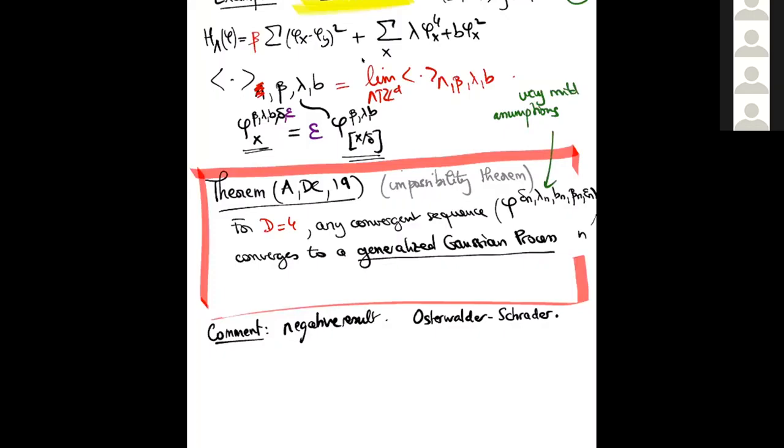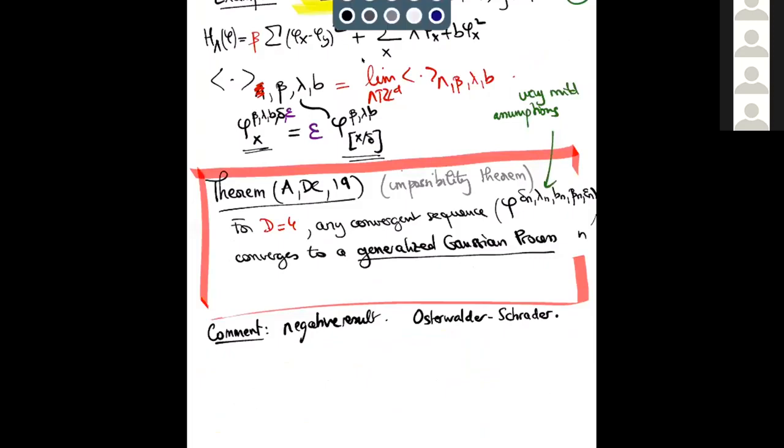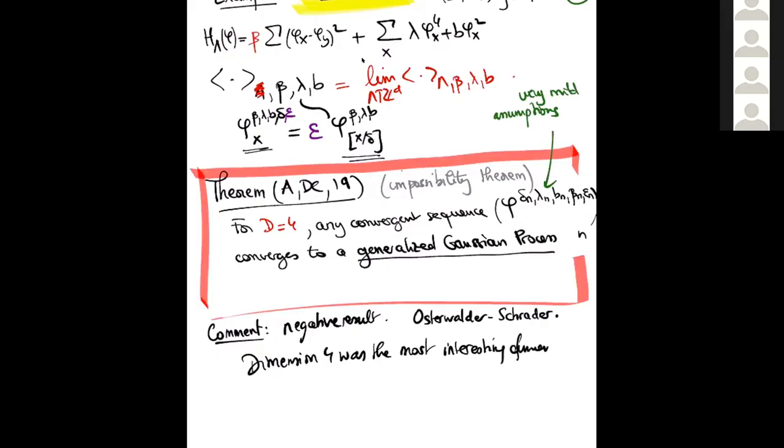So it's kind of saying that when you take P to be quartic, if you try to define these things, you end up with something Gaussian, in fact. Because if you try to do quantum field theory, you want to be in dimension four, because you have three spatial dimensions and one time dimension. It's the dimension of the Minkowski space. So dimension four was the most interesting dimension from the point of view of this Euclidean field theory.